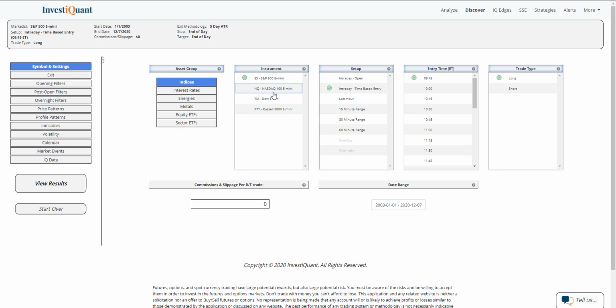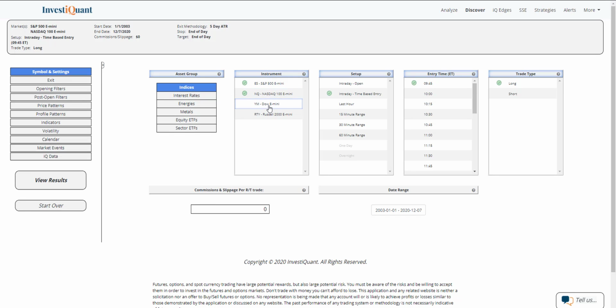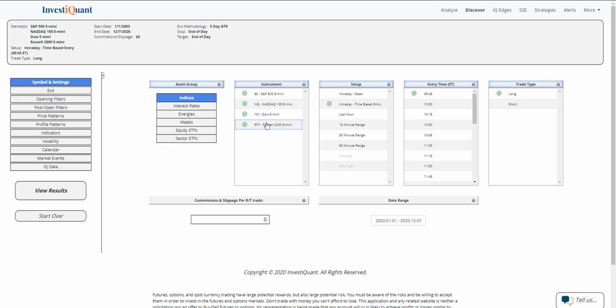So let me go ahead and set this up, and I'll show you how to build it here in Discover. We're going to do it on all four instruments, even though it is not applicable to all four instruments. Currently, it's just applicable for the ES. Let me come down here and select an entry time. I'll do one towards the end of the day. We'll do 3 p.m. Eastern time. It's set up as a long that will exit at the close of regular trading hours.